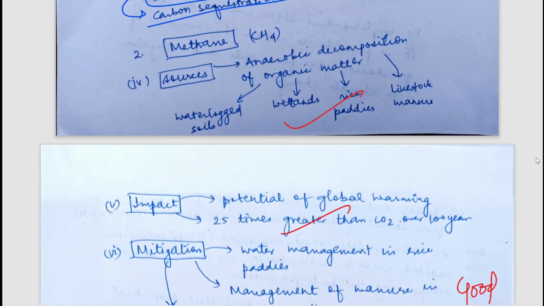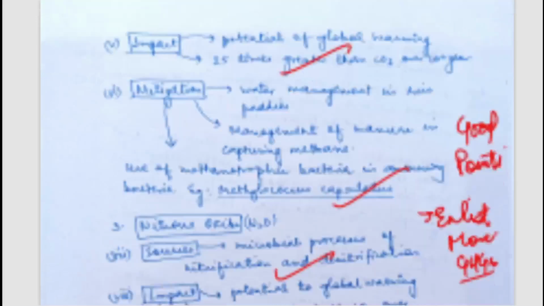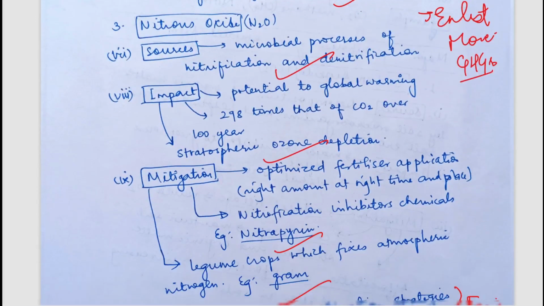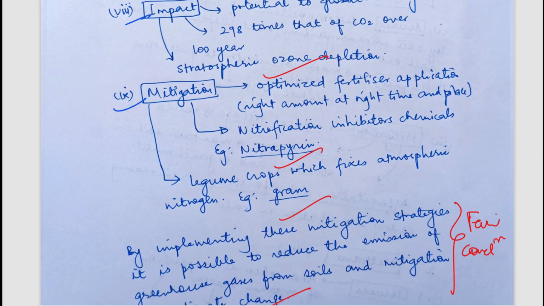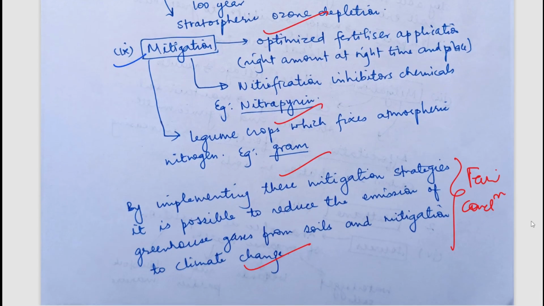Second, methane has been mentioned. Its sources, its impact, and mitigation, so everything has been well mentioned. Next, nitrous oxide has been mentioned, its sources, impact and mitigation. So the demand of the question was fulfilled. Although the student could have written one or more greenhouse gases, these three were the most important, and it is fairly written. So it was okay. But you can add other gases also. And again, fairly concluded. So a very well written answer.